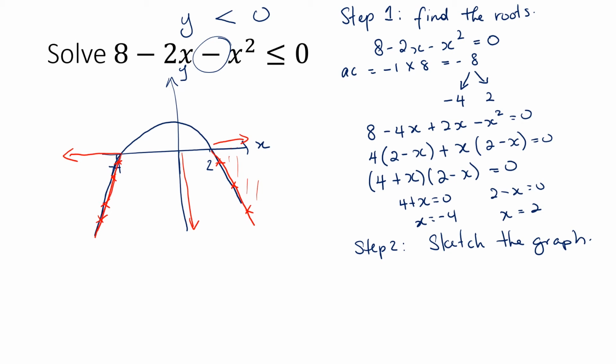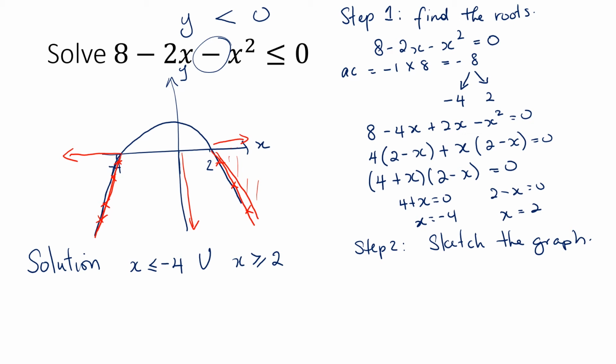So this part of the graph, all the x values are less than -4. And this part of the graph, all the x values are greater than 2. So how do we write the solution? My solution will be x less than or equal to -4, union, because we are also including the set of values x greater than or equal to 2. So this is the solution.